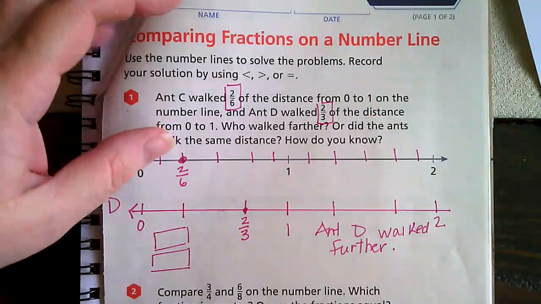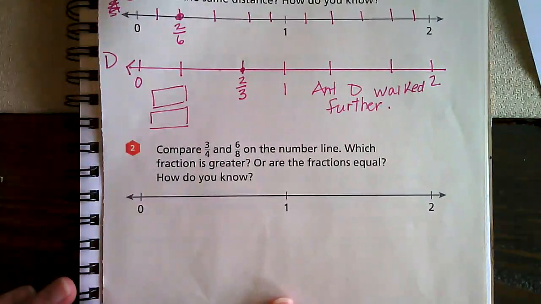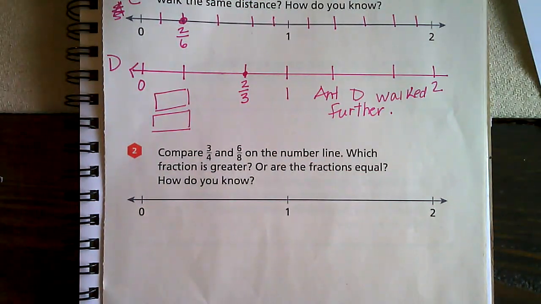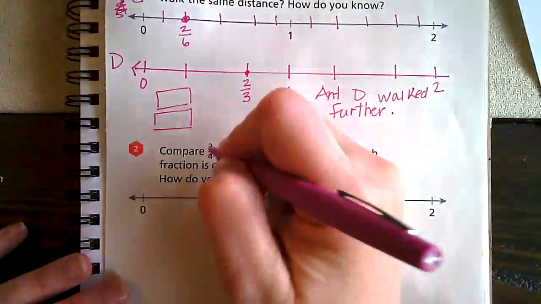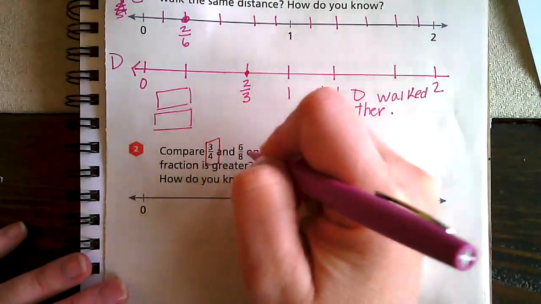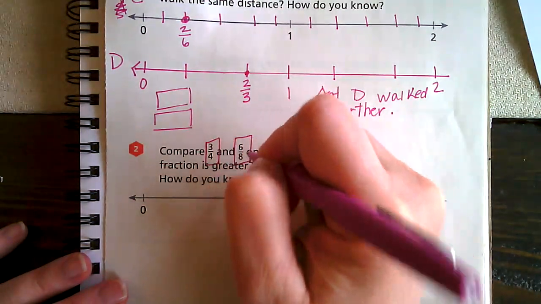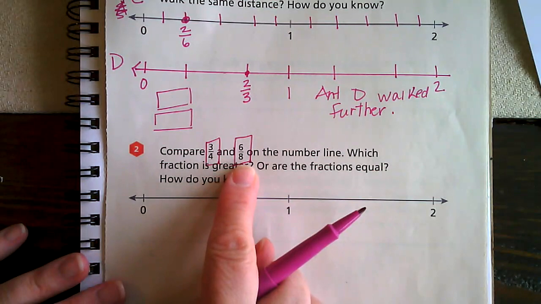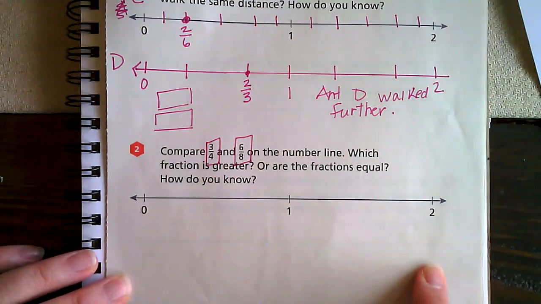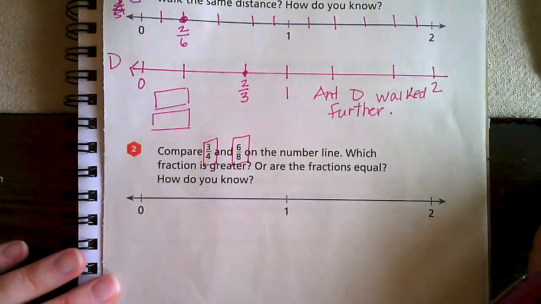Okay, let's look at the second one. Compare 3/4 and 6/8 on the number line. Which fraction is greater, or are they equal? And how do you know? I know how we know, because we're going to draw pictures to find out and prove it. So we're just comparing 3/4 and 6/8. Now take a look at the denominators. They're different. So I'm going to suggest again we do two number lines for now.